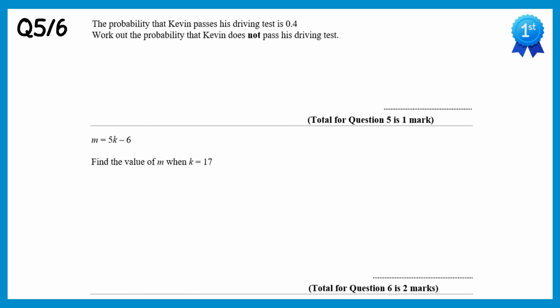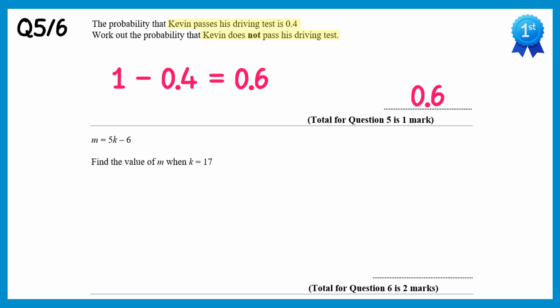In this question we're told the probability that Kevin's going to pass a driving test is 0.4. We need to work out the probability that he does not pass the test though. When you work out the probability that something does not happen, you do 1 take away the probability that it does happen. So we just need to do 1 take away 0.4, which is 0.6, so that's your answer.